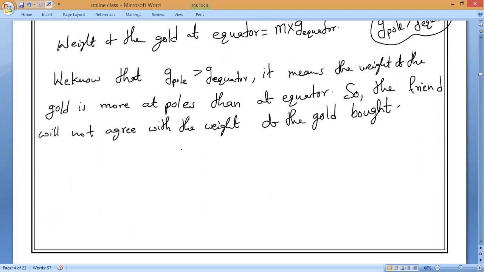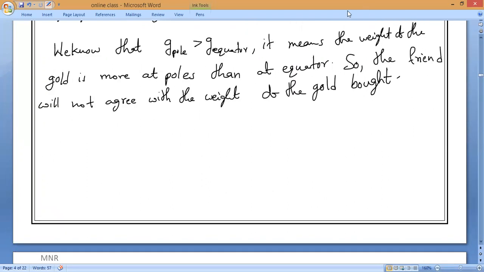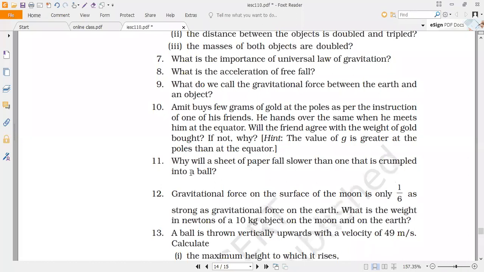Okay. So right, next question. What is the next question? The next question is very, very easy and you can easily solve it. So read the next question, all of you. Why will a sheet of paper fall slower than one that is crumpled into a ball? Even as I told you, only a one word answer. Can you tell me what the answer is?